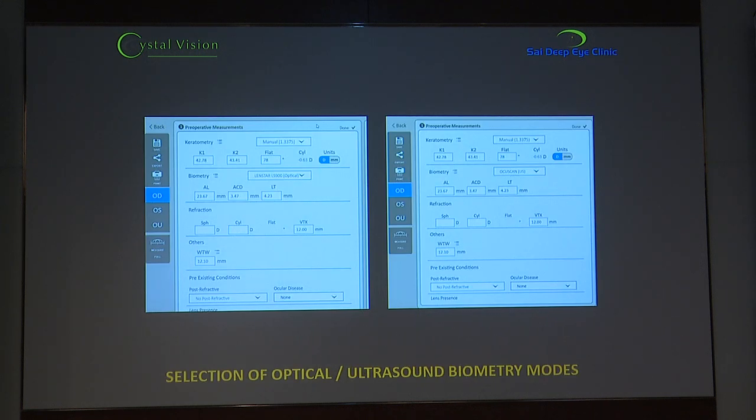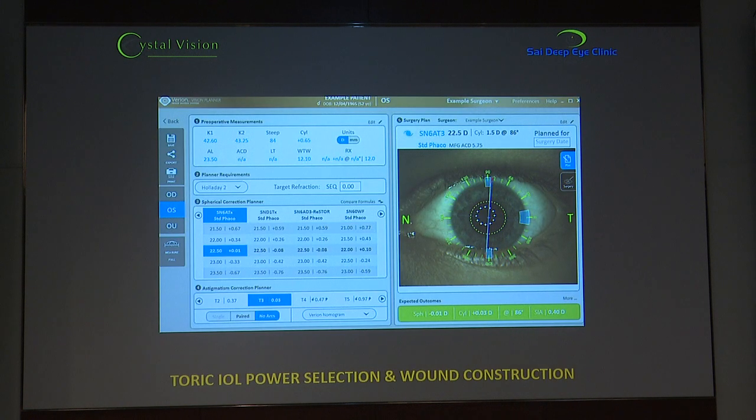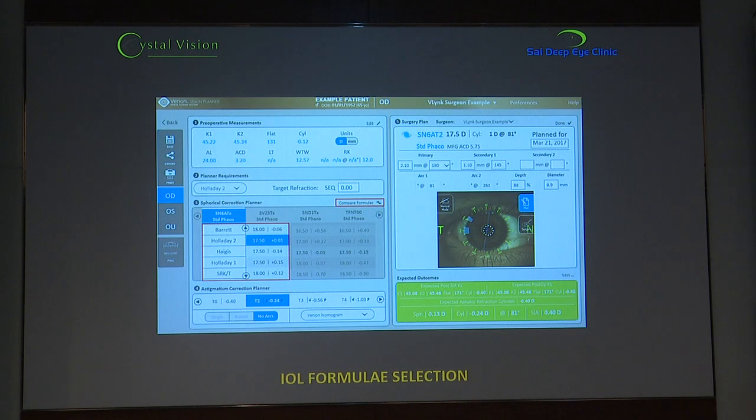It also has a chance to select whether you use an optical biometer or an ultrasound biometer. At the same time, you can fashion your incision size, so you can keep changing your incision size and the location in order to reduce the post-operative residual error. So you can keep moving the incision during your planning, to get the least astigmatism even if you're not using a toric IOL. At the same time, the wound construction can be planned.